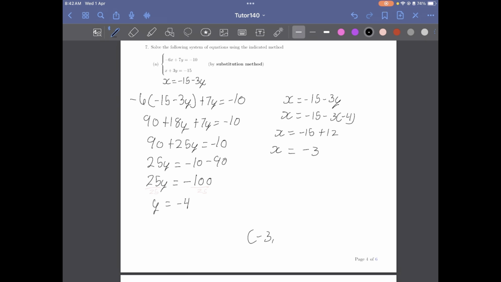So our answer is negative 3, negative 4. And to check it, all you could do is just substitute this into both and make sure that it gives you a true statement.